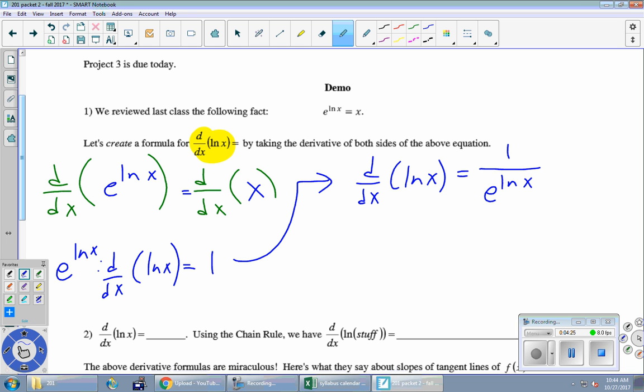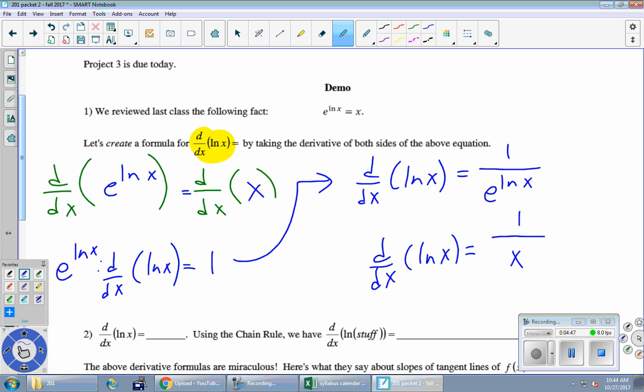Everybody see what we did? Just divide both sides by e to the ln of x. And then we're pretty much done. Derivative of ln of x equals 1 over, but now let's clean this up. What is e to the ln of x? X. So there you have it. The derivative of ln of x is 1 over x.